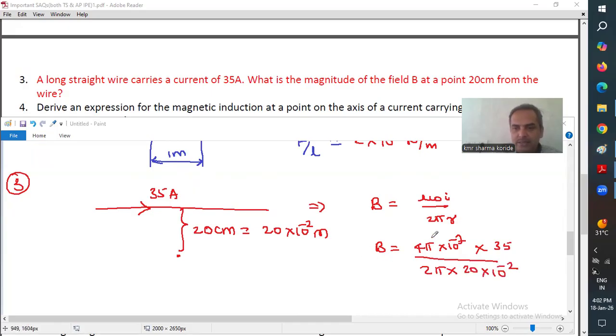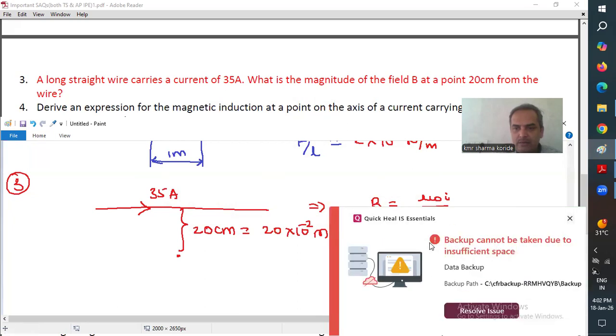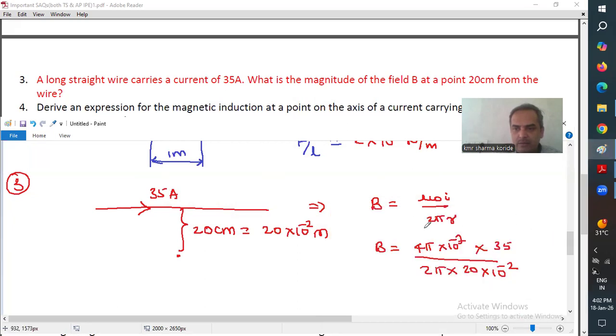So you can say that this is 2 pi, 2 times get cancelled. Then next what you can do is this is minus 5. Then this can be 10 times. So 35 by 10 means 3.5. So magnetic field at 20 centimeters will be 3.5 into 10 to the power of minus 5. So magnetic field unit is Tesla.